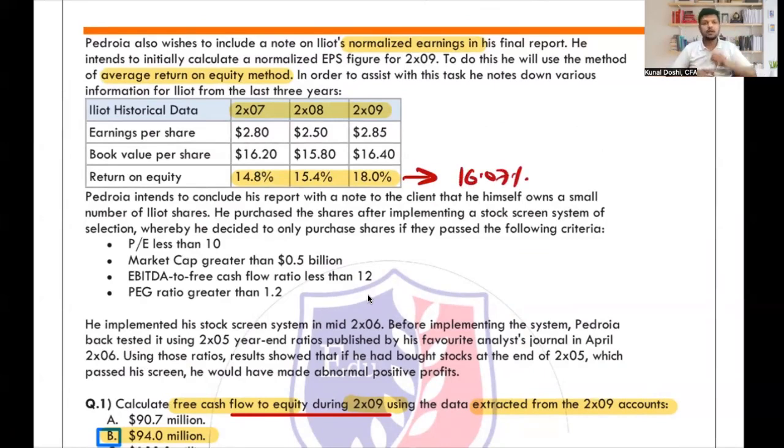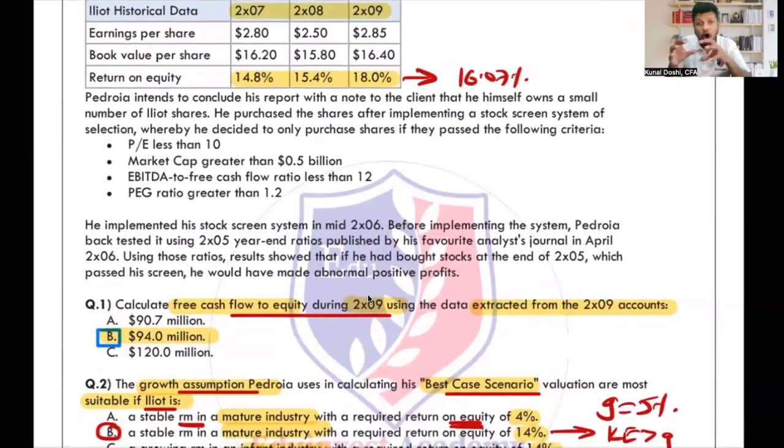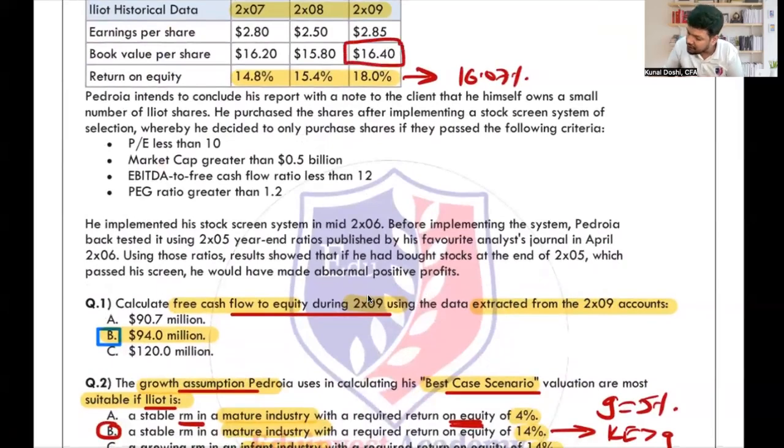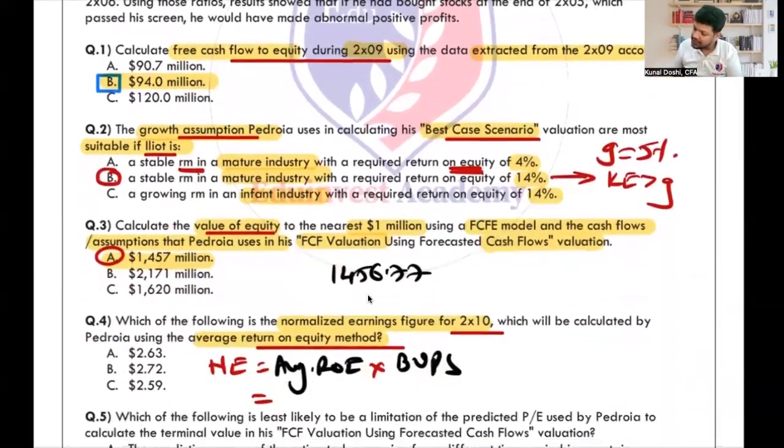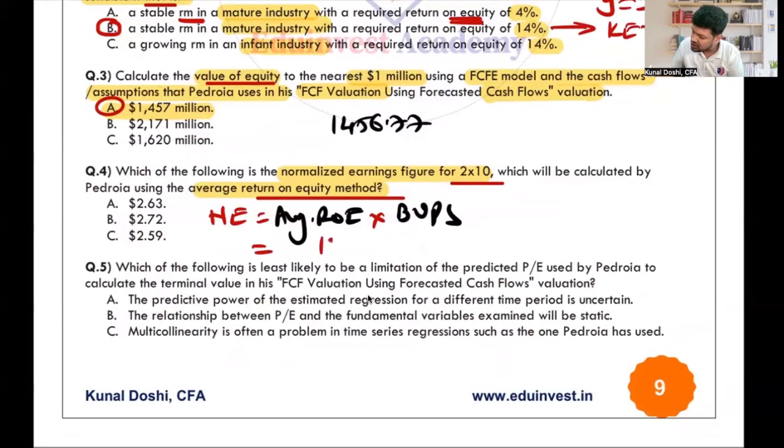Clear? Store it, right? Multiply that with the book value per share of the current year, which is 16.4. So 16.07 percent into 16.4, that's your book value per share. That will give you your answer. Everyone is getting the answer 2.63. Yes, very good. Everyone, 2.63. Easy, easy. Our answer is 2.63.